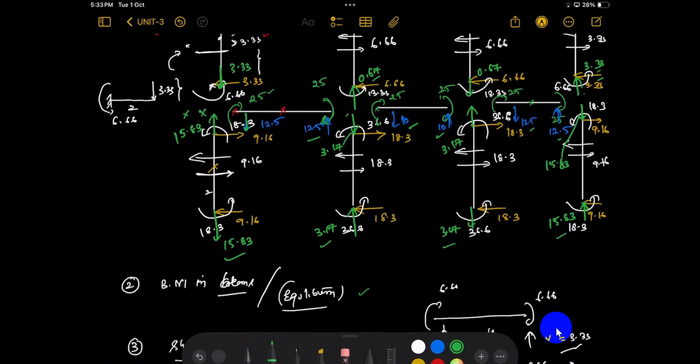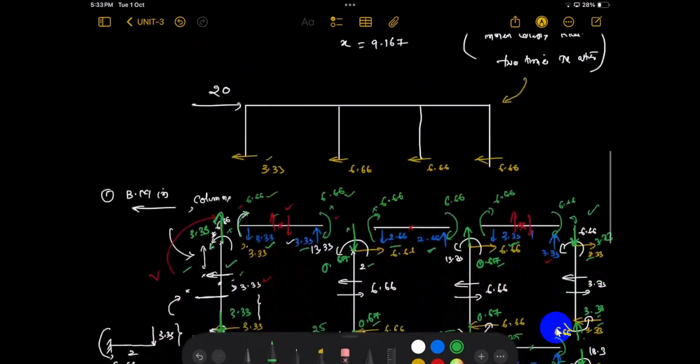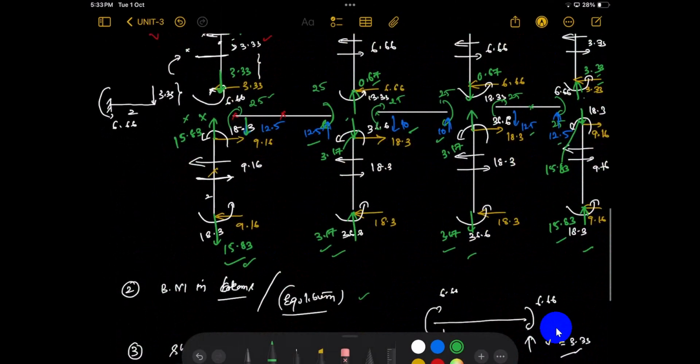So this is balanced by this, this is balanced by this. The total vertical force is 0 because there is no vertical force on the frame, there is no gravitational force on this frame. So the total vertical forces at the supports must be equal to 0. But one thing I will explain.